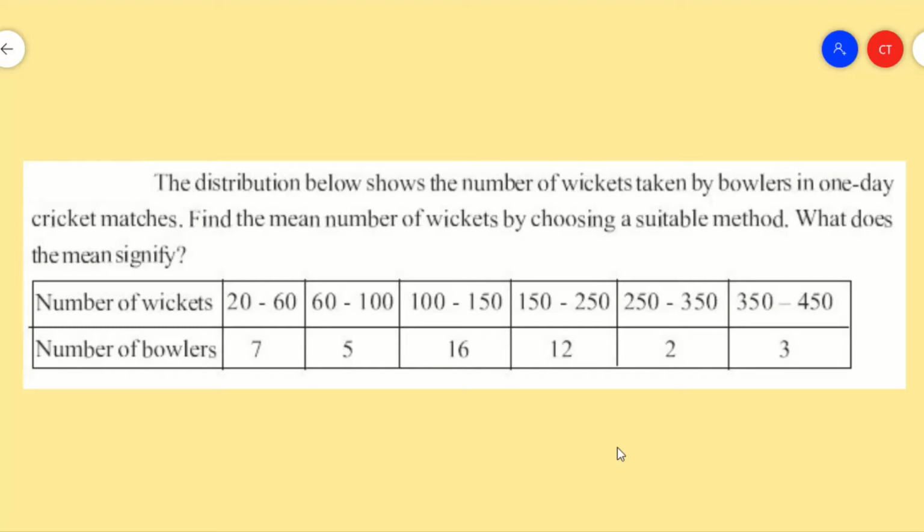What does the mean signify? So this is the question. The class interval is given as number of wickets, and frequency is given as number of bowlers. Now we'll see how to solve this one.